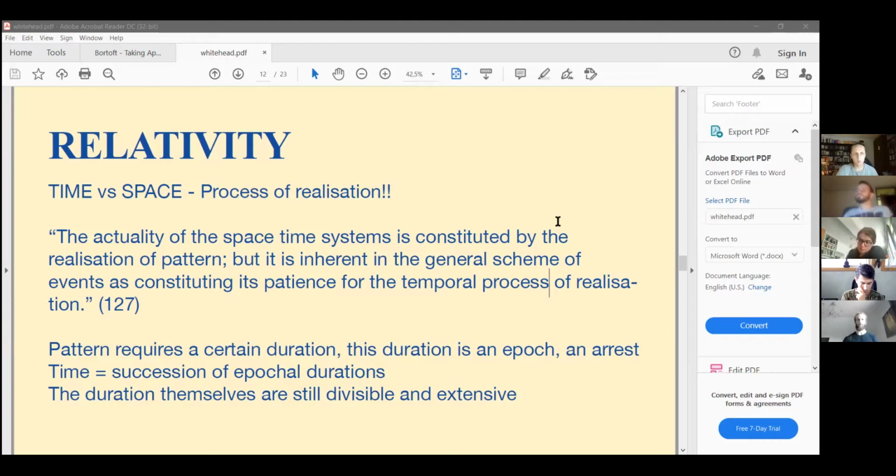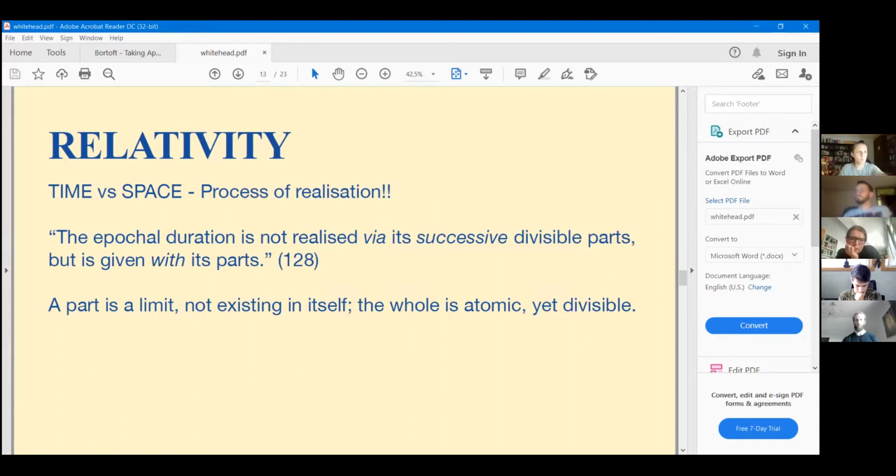And of course, this realization comes through the reiteration of a pattern, which requires a certain duration to manifest itself. And this duration is what he calls an epoch and a rest. Because if you take time as constituted by these reiterations of a pattern, time becomes a succession of these epochal durations. Of course, after this gets constituted, you can still go back and do limit processing on it, as Whitehead often does. But that does not mean that that kind of time and space wouldn't exist were it not for the patterned reiteration. Can you go?